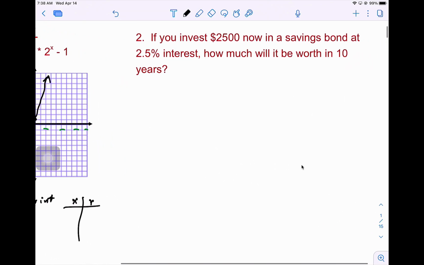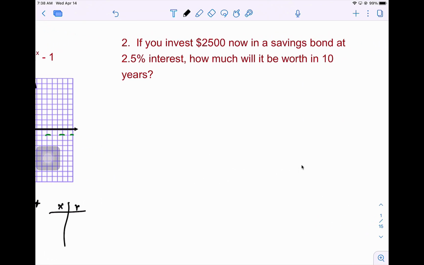All right, then if we take a look at problem number 2 here, this is a review of the last couple of days. If you invest $2,500 now into a savings bond at 2.5% interest, how much will it be worth in 10 years? First question I have for you, is this one of those PERT problems or not?